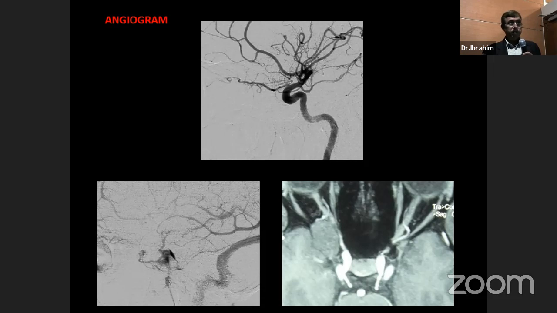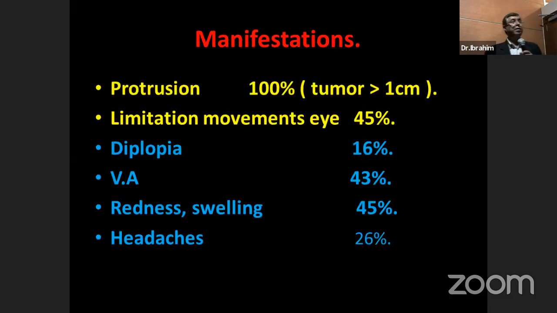And here, this is a beautiful view. You can see the carotid, you can see the ophthalmic artery going like this on top of the optic nerve and then going this way. So it goes this way and then this way. Here, because there is a tumor, it is compressed. So angiography can be of great importance.